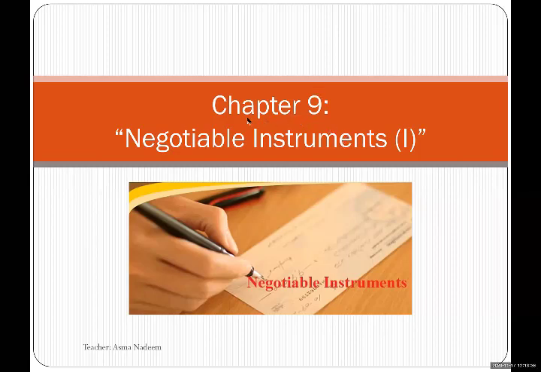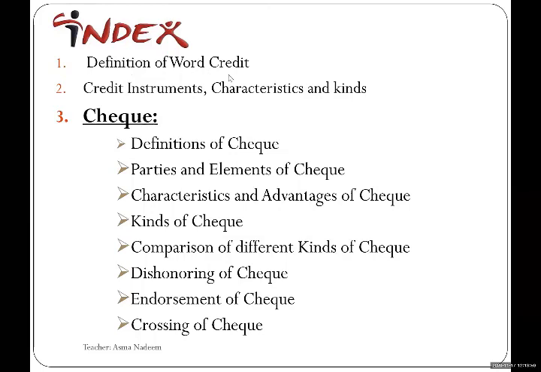Today we are going to start chapter number 9, that is Negotiable Instrument 1. When we start this chapter, in your book there is a definition of the word credit. Then we will look at what a credit instrument is, what the characteristics of these instruments are, and what the kinds of credit instruments are. And the first credit instrument, that is a check, is discussed in this chapter. We will look into this first credit instrument, check, in detail.